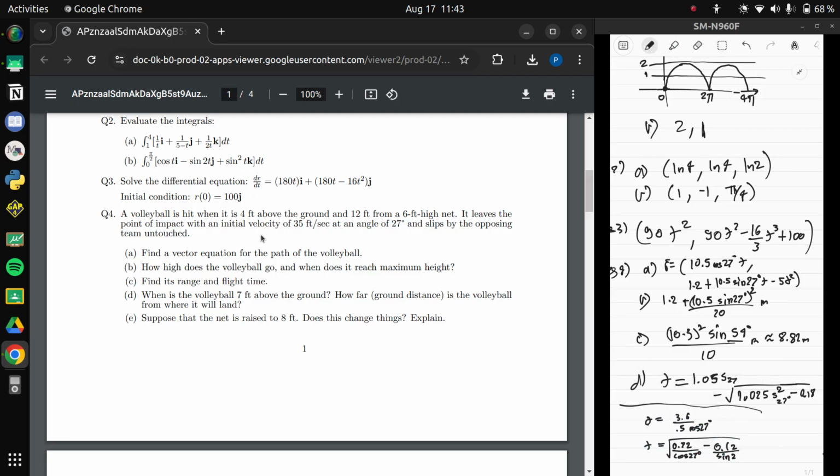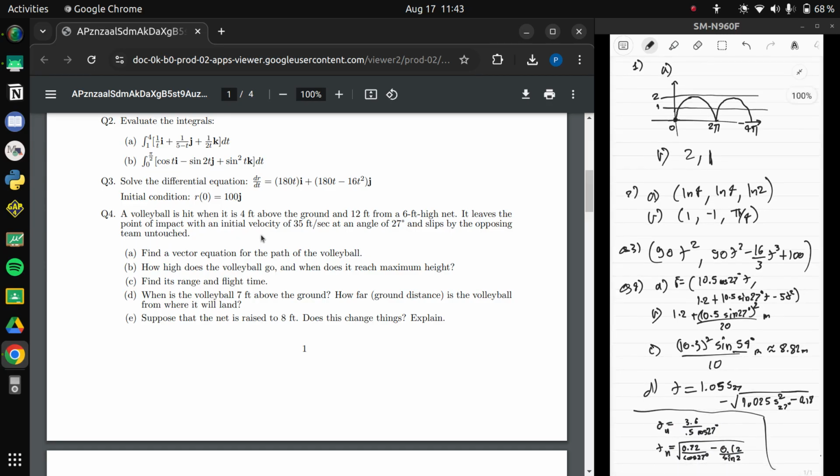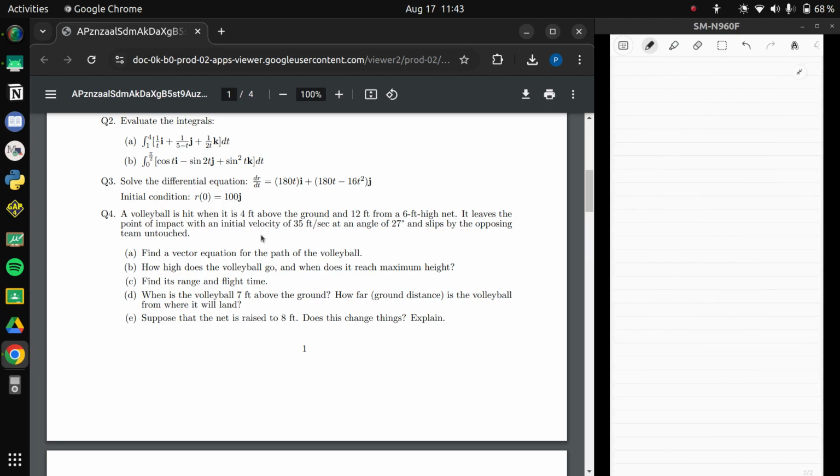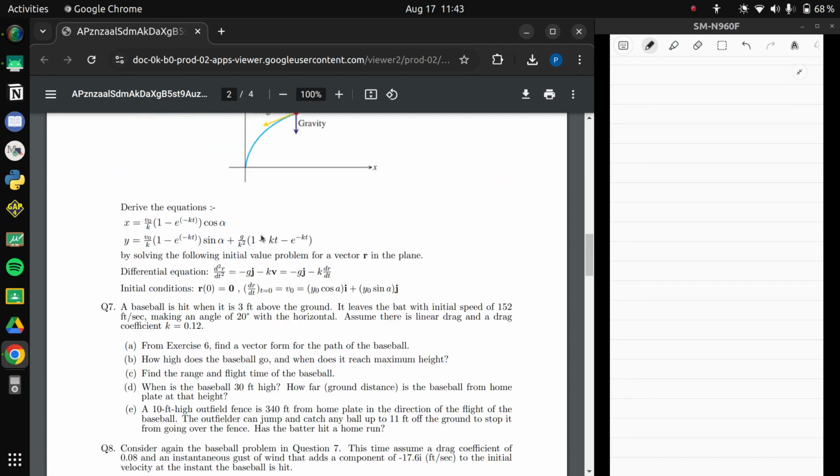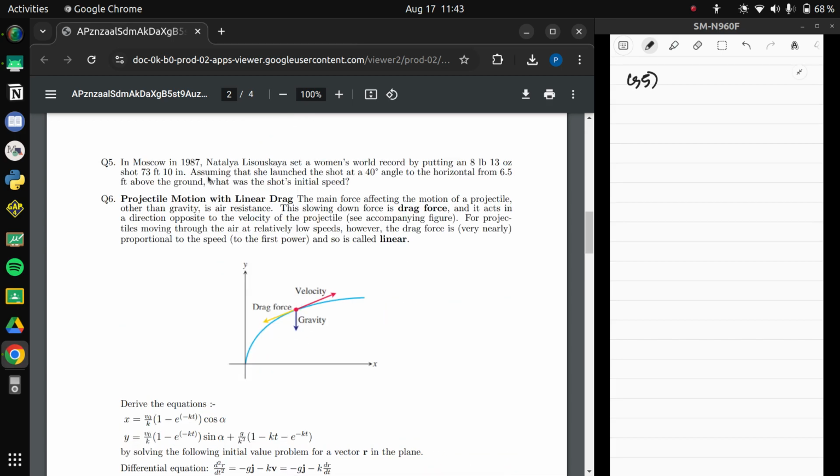So the net, whenever it reaches the net, can be found in 2 different ways. This one is using the x coordinate, this is using the y coordinate. Okay, this was about question 4. Let's go to question 5. Question 5 is, this is question 6, I think.